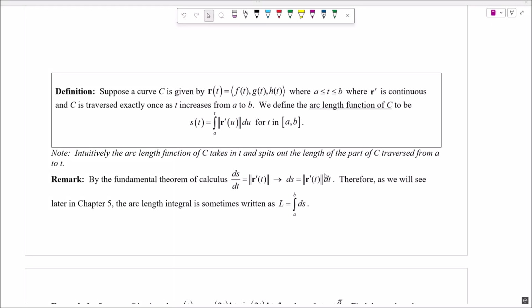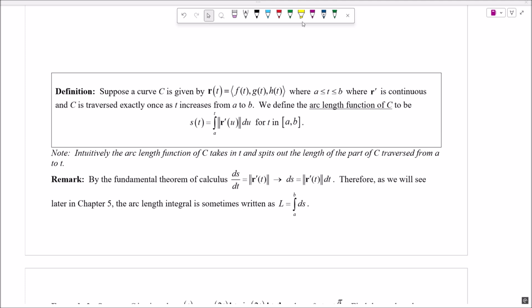All right, now let's move on to our next definition here. This is going to tell us that if we have a curve C given by some vector function restricted down to where t moves between a and b, and as long as it's the case that r prime is continuous and C is traversed exactly once, then we're going to go ahead and define an arc length function of C to be equal to this.